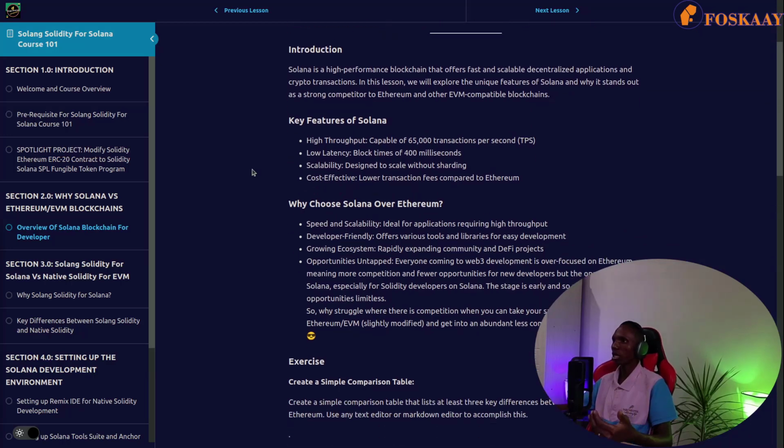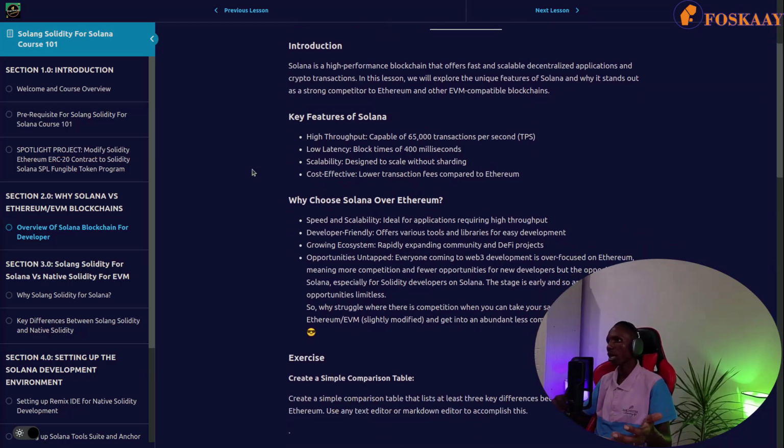And when you look at developer friendly, offering various tools and libraries for easy development, the same can be said of Ethereum, a lot more, because Ethereum is the leading and first blockchain in terms of smart contracts, so you can get a lot as well.